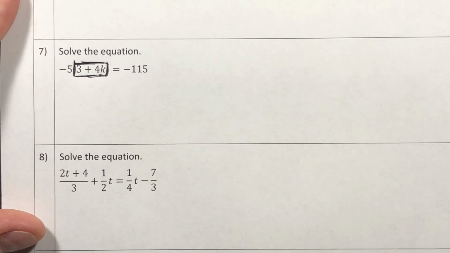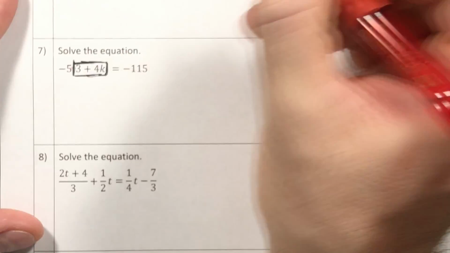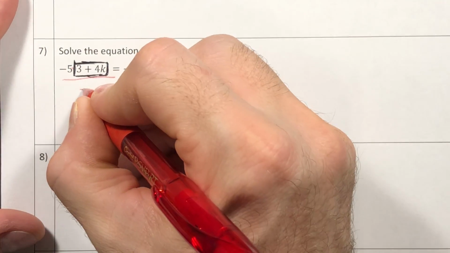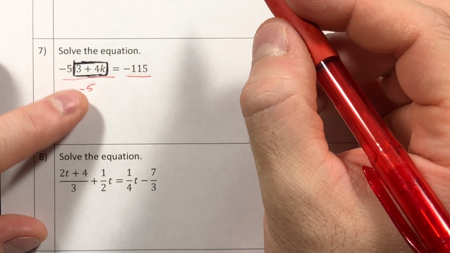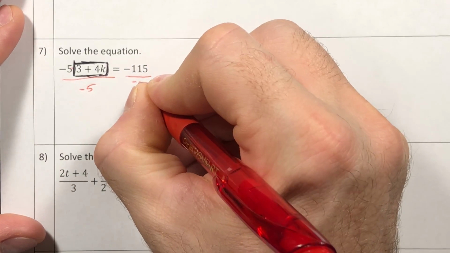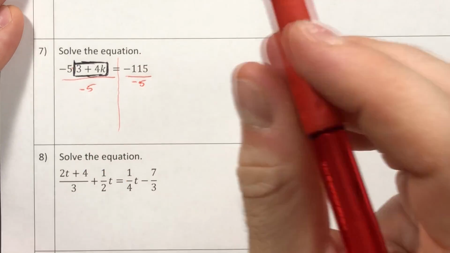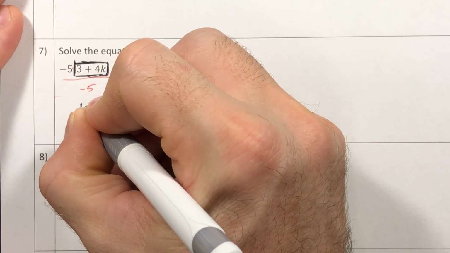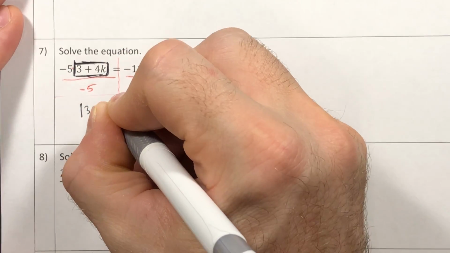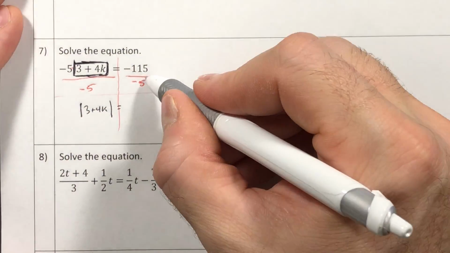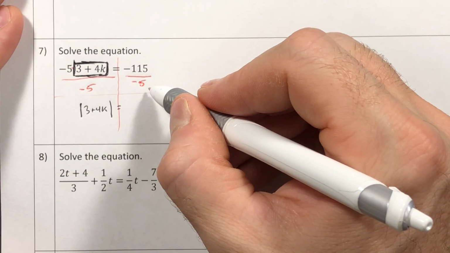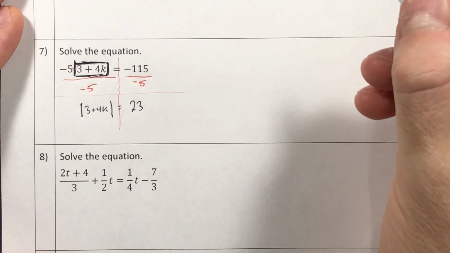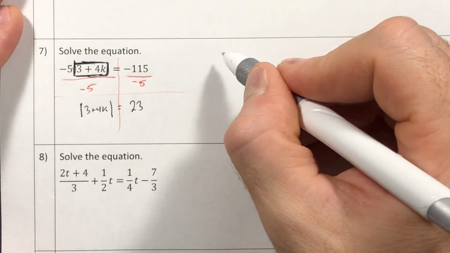Well, I know that this -5 is connected with multiplication. So what I'm going to do is divide this left-hand side and the right-hand side by -5. So that will, in essence, cancel out this. And if I do that over here, let's see what we get. Separate my steps. So I'm left with absolute value of 3 plus 4k is equal to, let's see, 5 fits into 120 times plus an additional 3, 23. Perfect.